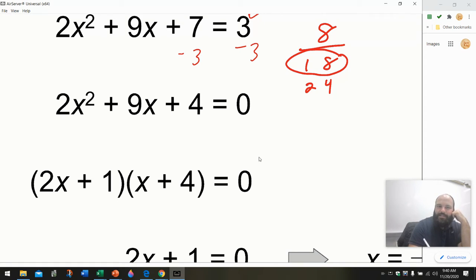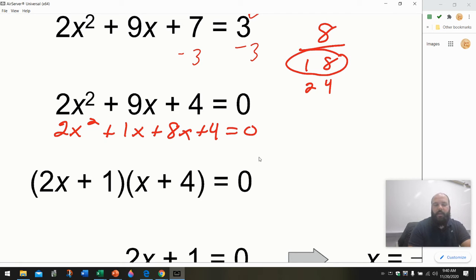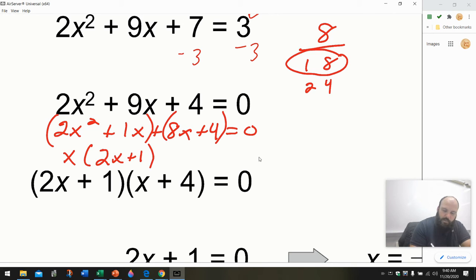So we need to split this center term now. And so the new equation is going to be 2x squared plus 1x plus 8x plus 4 equals 0. Now that we have the center term split, we are going to group the first two terms. We are going to group the second two terms and take the GCF out of each of those. So the GCF for the first one is an x. The GCF for the second one is a 4.